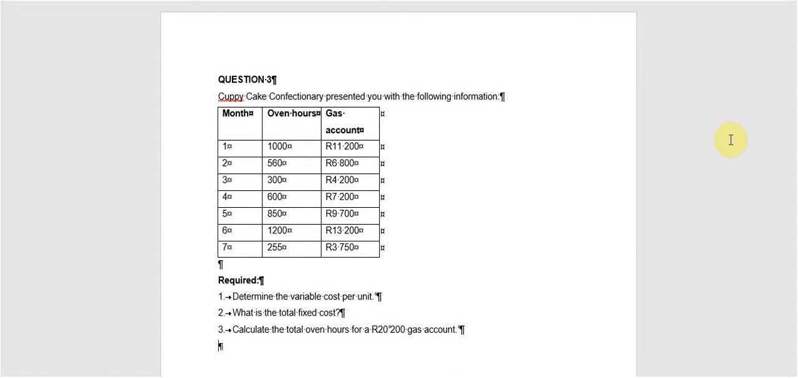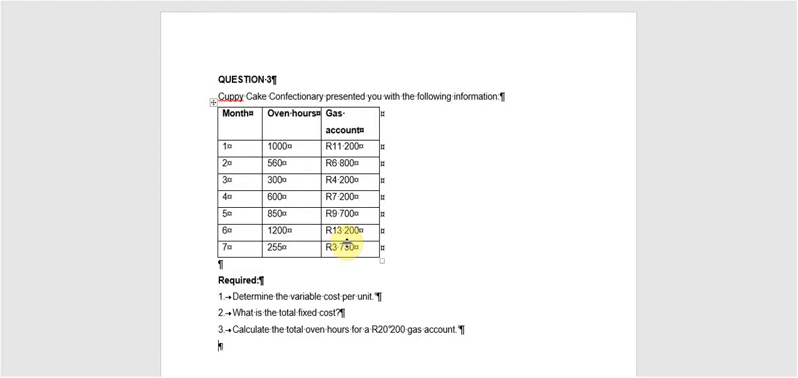This will be the third and last explanation video that I am going to record for you. This one is called Cupcake Confectionery and they've given you the following information. So they have oven hours and they have a gas account for 7 months. So they've given you a cost driver in the form of oven hours and they've given you a gas account in the form of monetary terms, that is rand.